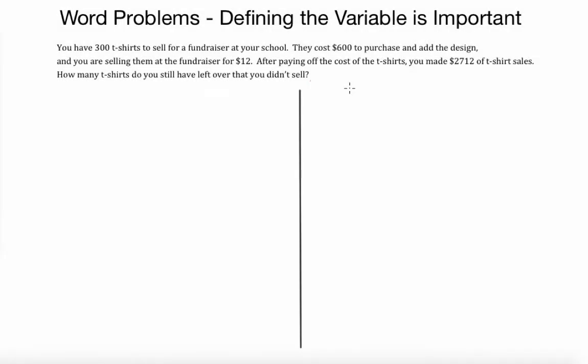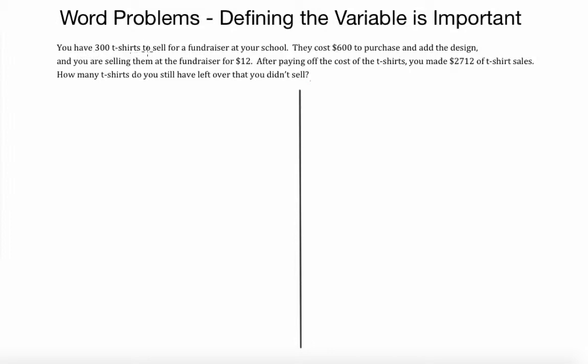Welcome to a video tutorial working with word problems. In particular, in this lesson, we're going to go over one of the very first important steps, which is defining the variable, why it's important, how you get started with using algebra, what do you make your variable x, etc., all that good stuff. All right, so let's take a look at our problem.